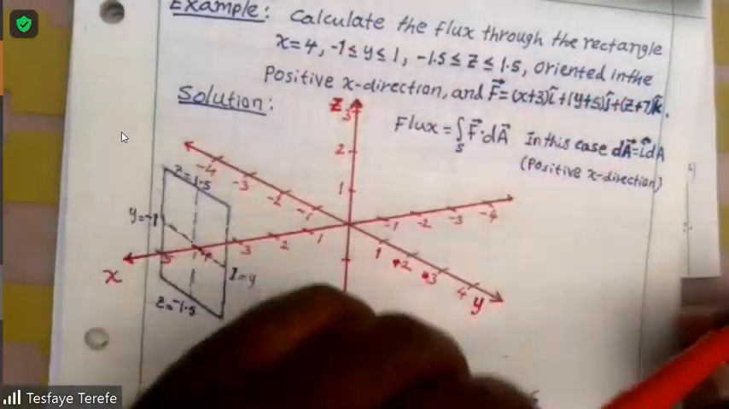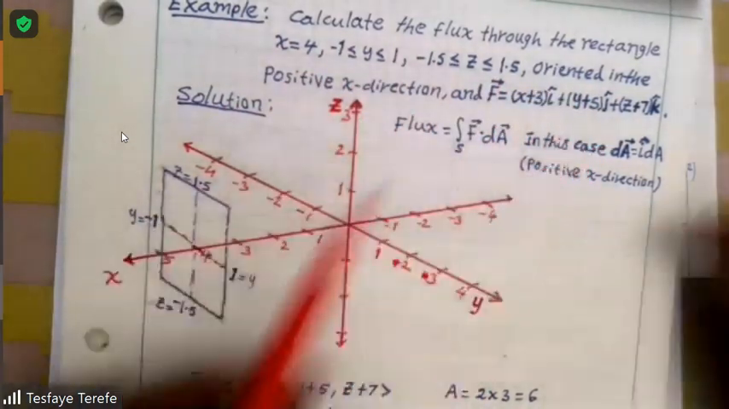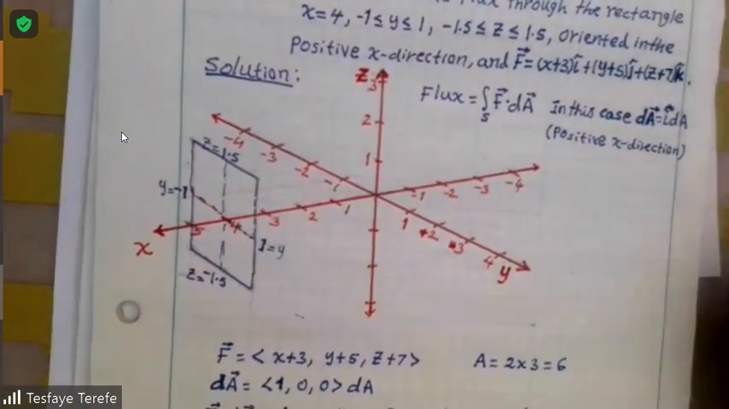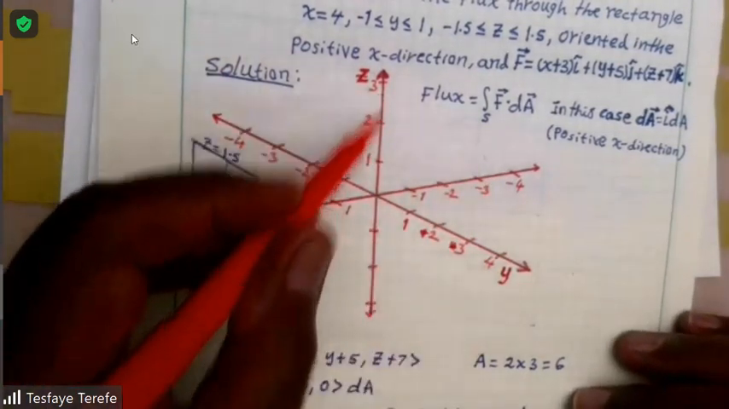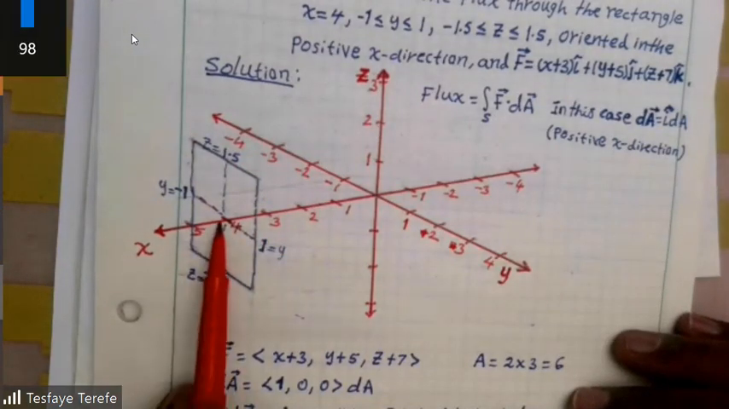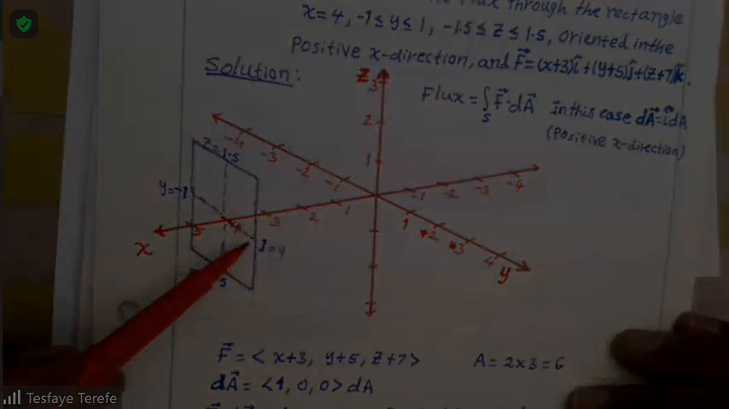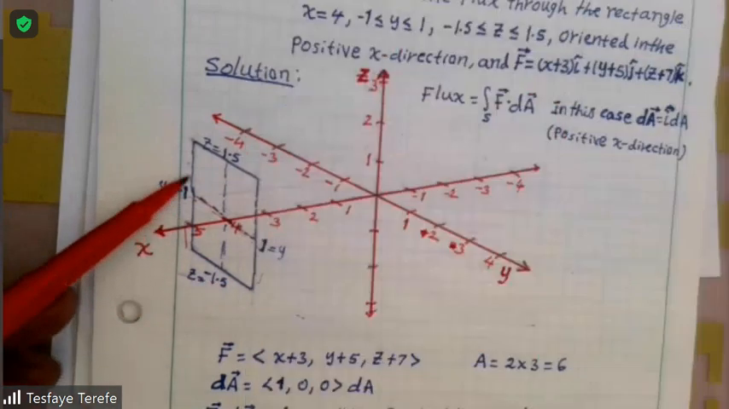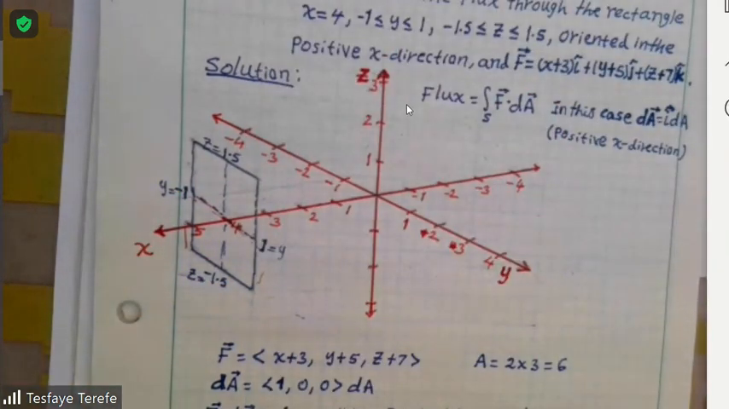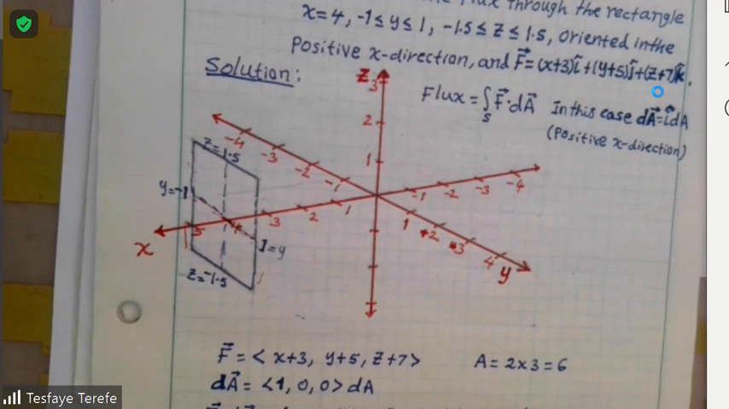Calculate the flux through the rectangle, that is x equal to 4, y equals this. I already dictated to you. Please copy this question and let us work through the problem. Okay, the first thing, draw your coordinate system. And at x equal to 4, as you see here, the width of this rectangle is 2 units from negative 1 to 1, and the height is 3 units from negative 1.5 to 1.5 in z, and you have this. The good thing is this is really a flat surface for now, but it doesn't matter whether it is flat or not. But let us start with any kind of surface, including a flat surface. That means it will work.